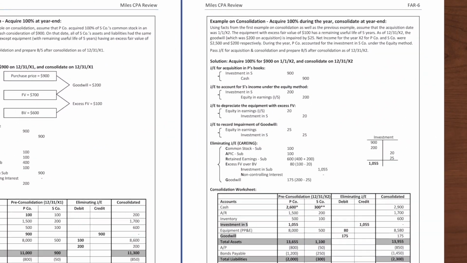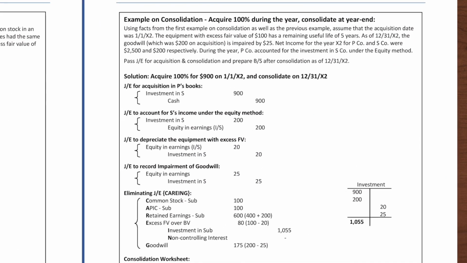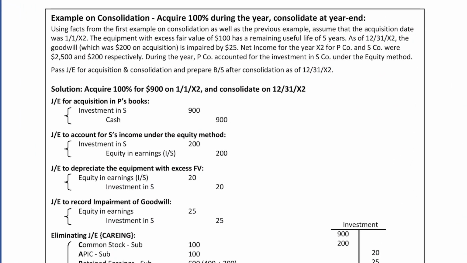On page 9, we're looking at the second example on consolidation, where the parent acquires 100% in the subsidiary during the year and the consolidation that happens at year end. Highlight acquisition date was 11x2, and couple of lines below that highlight consolidation as of 31st December x2. So during the year, the parent used the equity method. So for the 4 journal entries that you have there, put a bracket and write equity method during the year.